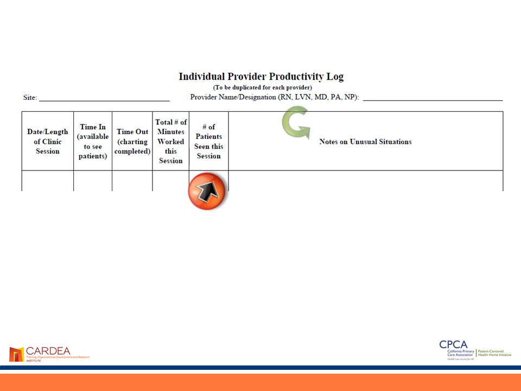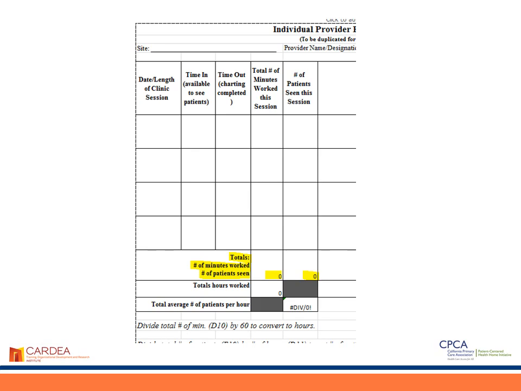The final column is a place to write anything unusual that may have happened, or if the provider wants to explain why their productivity may have been lower than usual. Towards the bottom of this log, there are 2 spaces for totals that are highlighted: total number of minutes worked and total number of patients seen over the course of the 4 sessions.